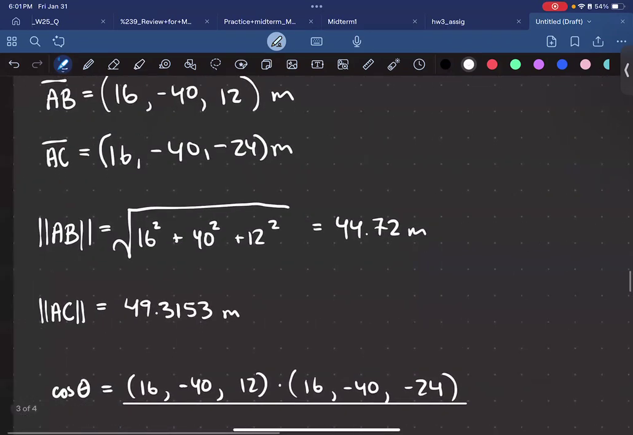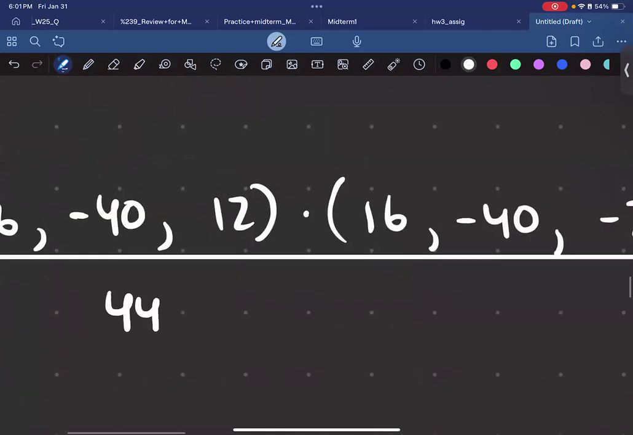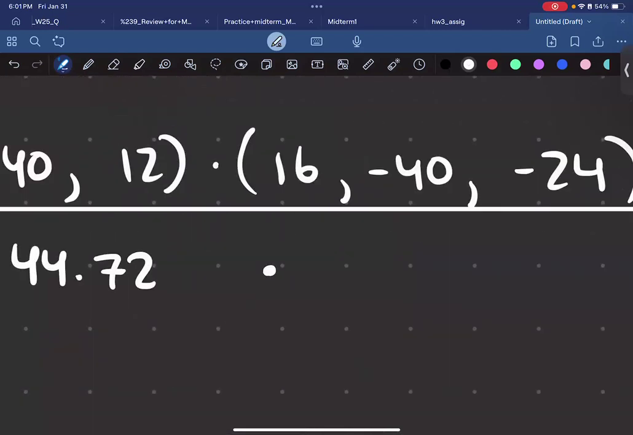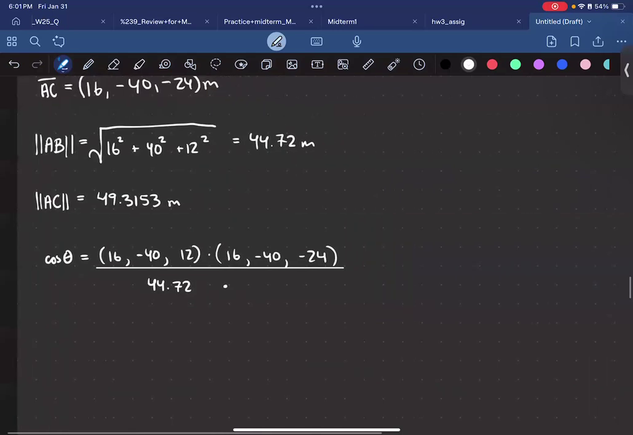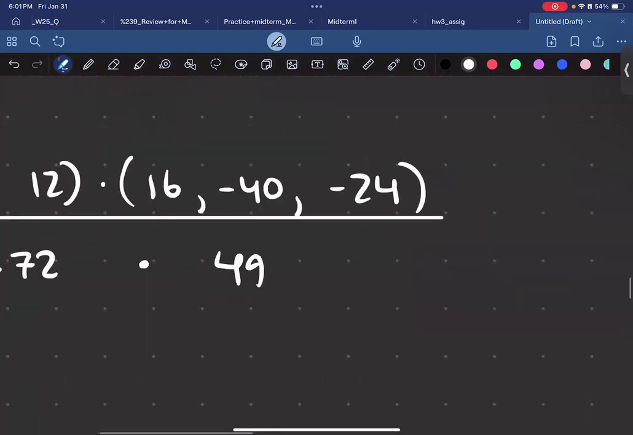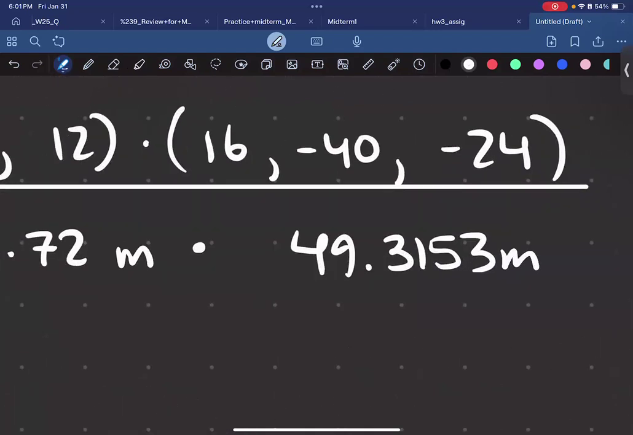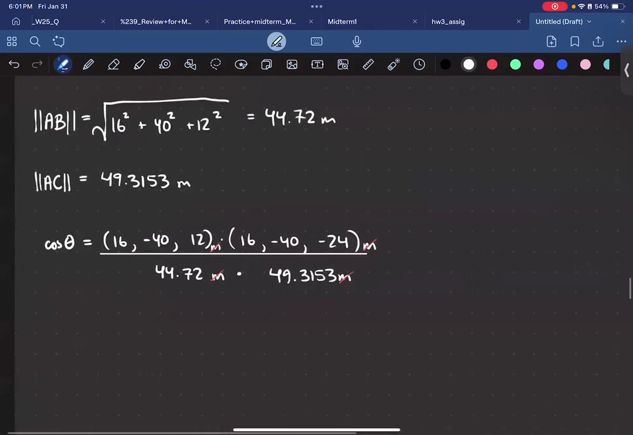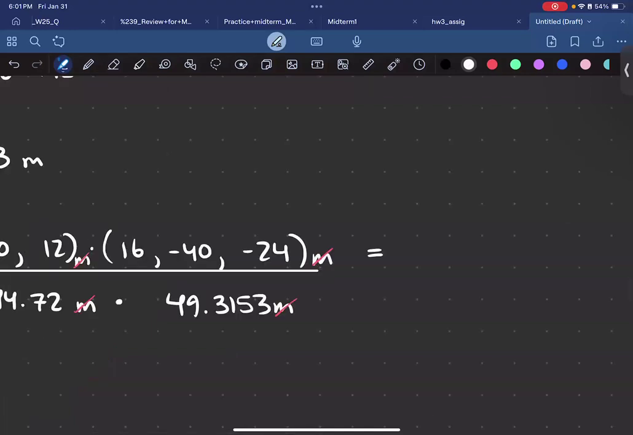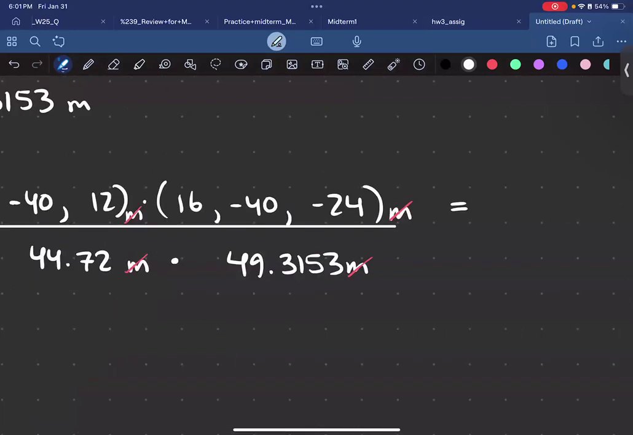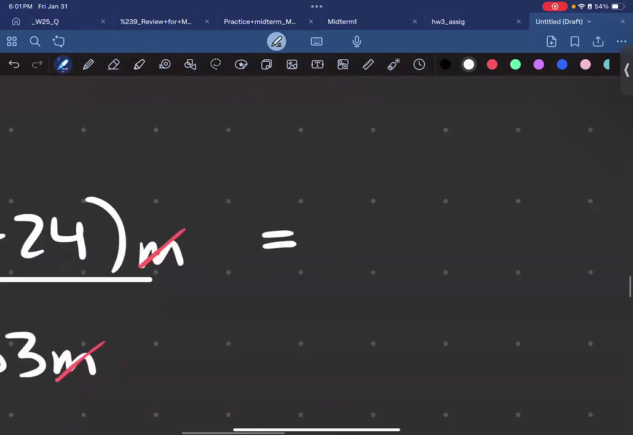the magnitudes. So 44.72 times 49.3153. It's important to note that these are all in meters, but as you can see, they will all cancel each other out. And so when we do the dot product, we multiply and add everything together, and then in the denominator, we can just multiply them together, and we'll get that it is equal to 0.711.